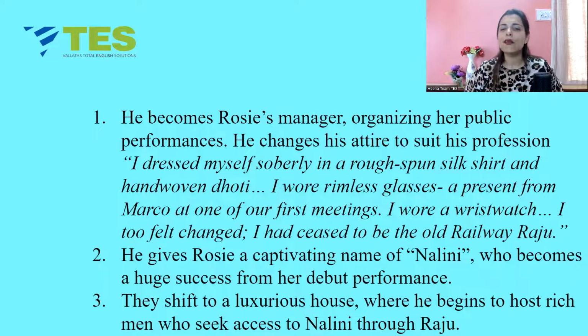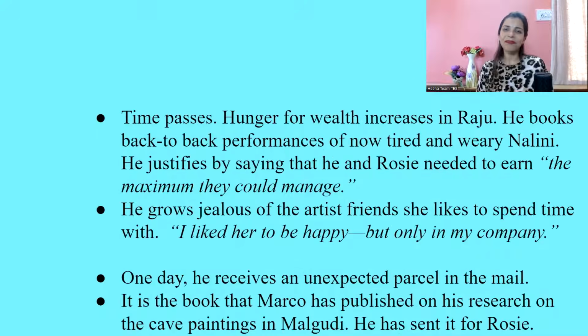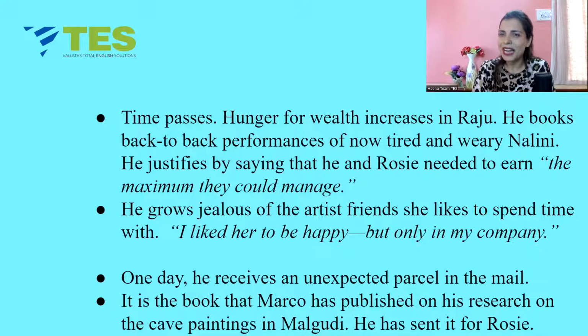Second, he gives Rosie a captivating name of Nalini, who becomes a huge success from her debut performance. And then? Performances one by one after the other. And third, they shift to a very luxurious house where he begins to host rich men like politicians, like merchants, etc., who seek access to Nalini through Raju. Can you imagine?